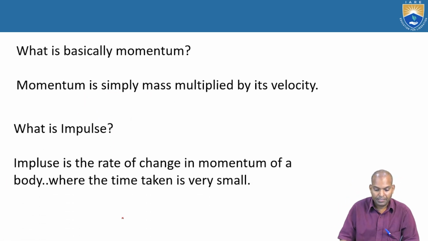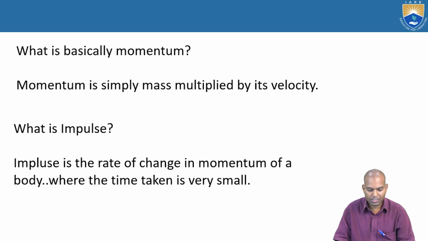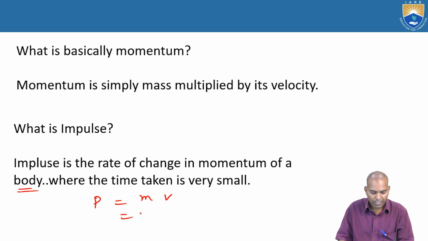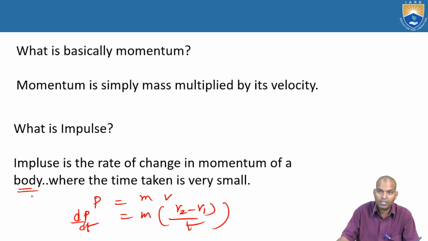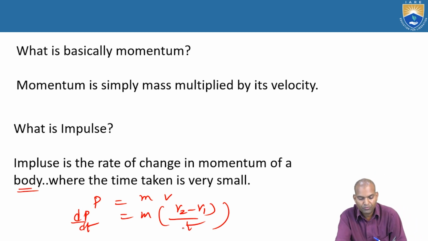Okay, and now what is the impulse? Impulse is the rate of change of momentum of your body, where the time considered is very small. What is the rate of change of momentum? P equal to m into v, the mass times velocity. The rate of change of momentum is dp by dt, that is m into (v2 minus v1) by t.